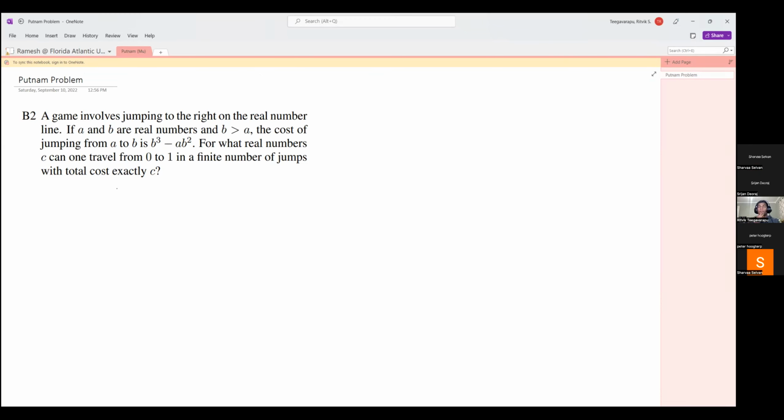So the first thing we need to do is that this is a pretty wacky expression for the cost. So this is B cubed minus AB squared. But actually, let's first start with the motivations. Again, this is a Putnam problem, meaning it's proof-based, and we need to rigorously define the conditions for what we're doing.